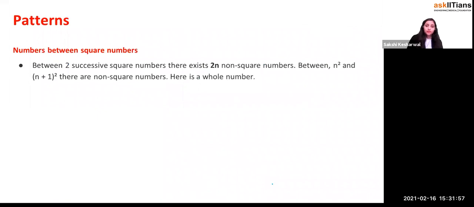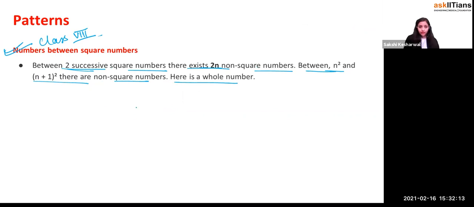Now let's come to this thing. This is again a new pattern. This is a very nice thing. We teach this in class 8th, right? Between two successive square numbers, there exist 2n non-square numbers. That is, between n squared and (n+1) squared, there are 2n non-square numbers, where n is a whole number.